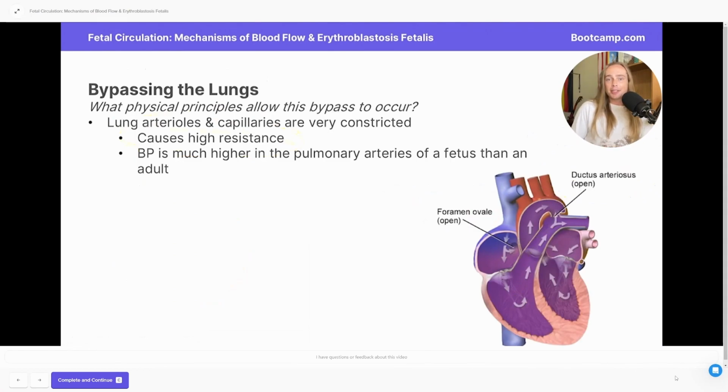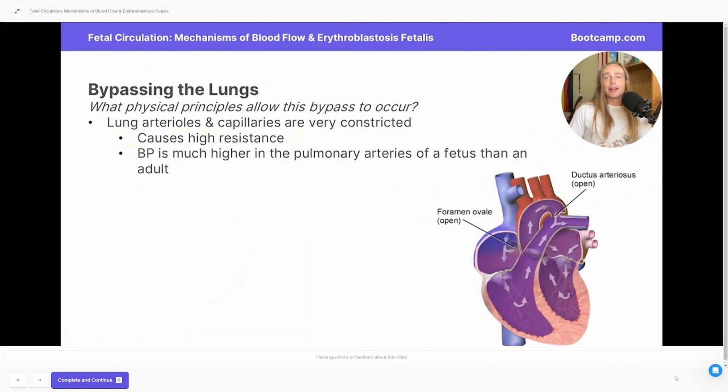Because of the high resistance in the lungs, the right ventricle is going to have to work really hard and is under quite a bit of pressure. Because of this pressure, the slightly oxygen-rich blood from the inferior vena cava enters the right atrium and moves down its path of least resistance through the foramen ovale into our left atrium. So as you might have guessed, the pulmonary arteries of a fetus have a much higher blood pressure than the pulmonary arteries of an adult.